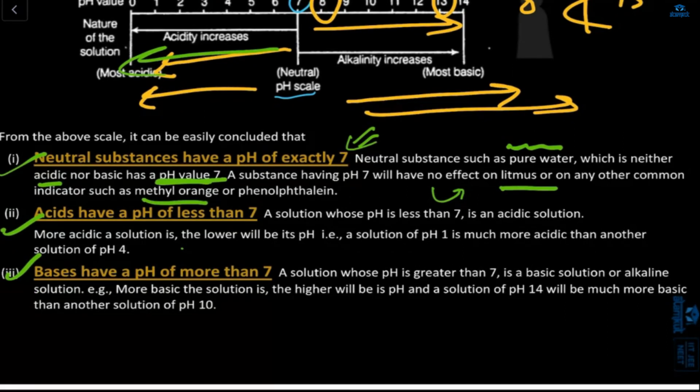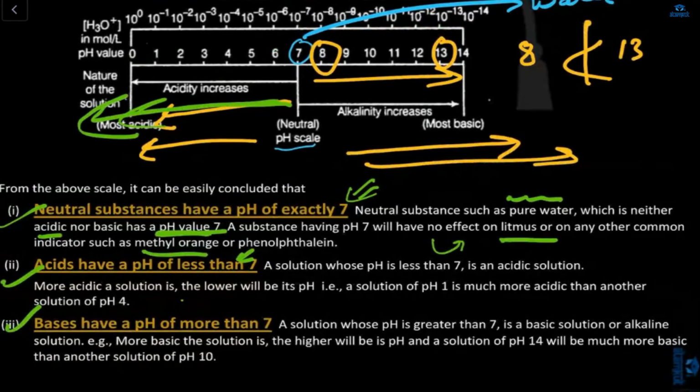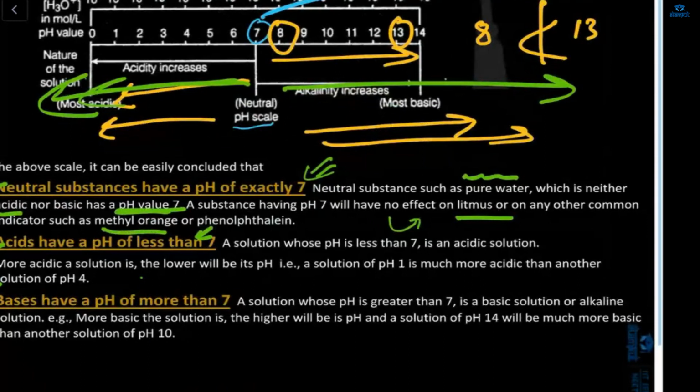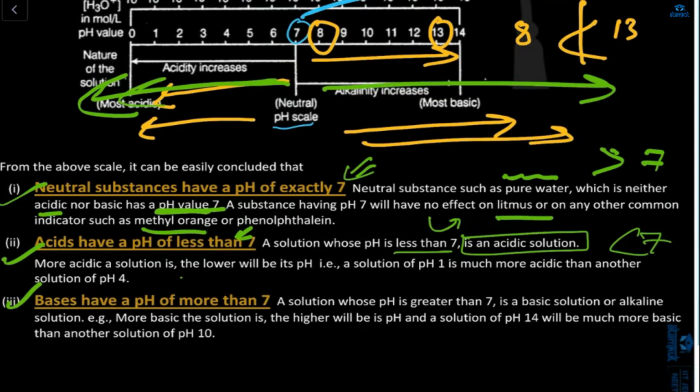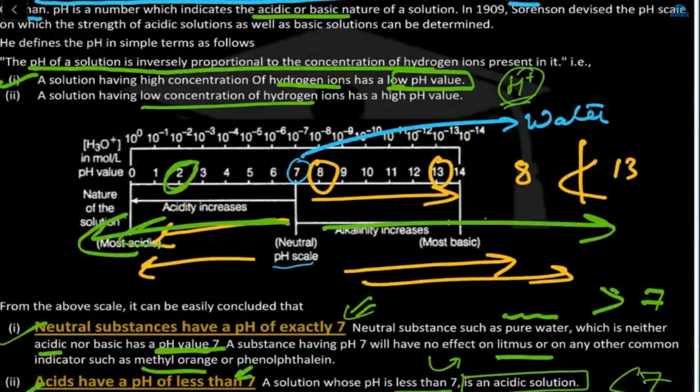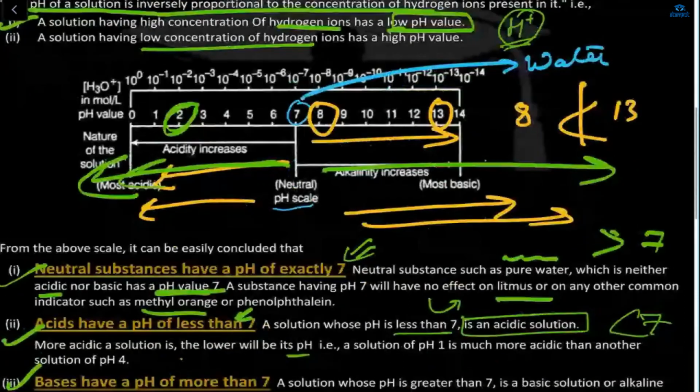So acids have a pH value less than 7, this way, the left-hand side, and the bases have a pH of more than 7, this way, the right. A solution whose pH is less than 7 is an acidic solution. Less than 7 means acidic solution. More than 7 means basic. The more acidic a solution is, the lower its pH. For example, if I say 2, which is an acidic solution, the pH value will be low. Why? Because the higher the concentration of acid, the lower the pH value. And for a base, it means a high pH value.